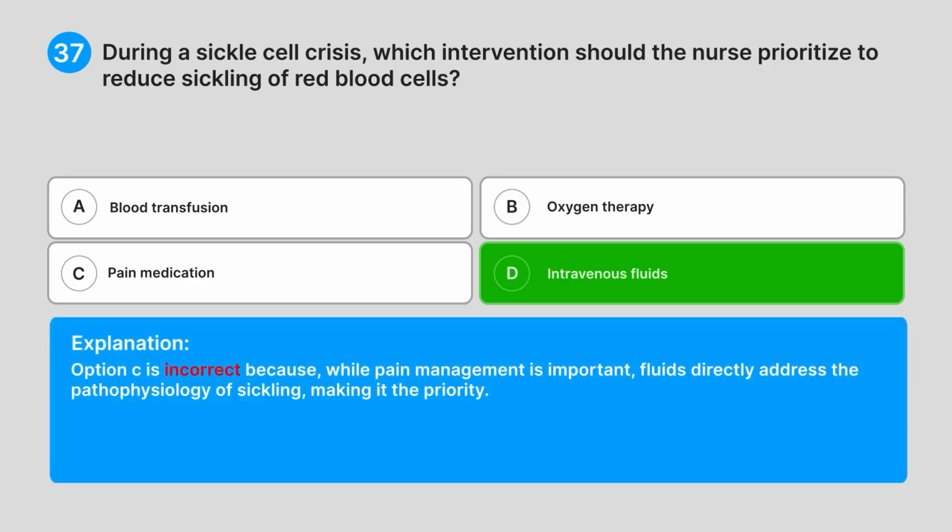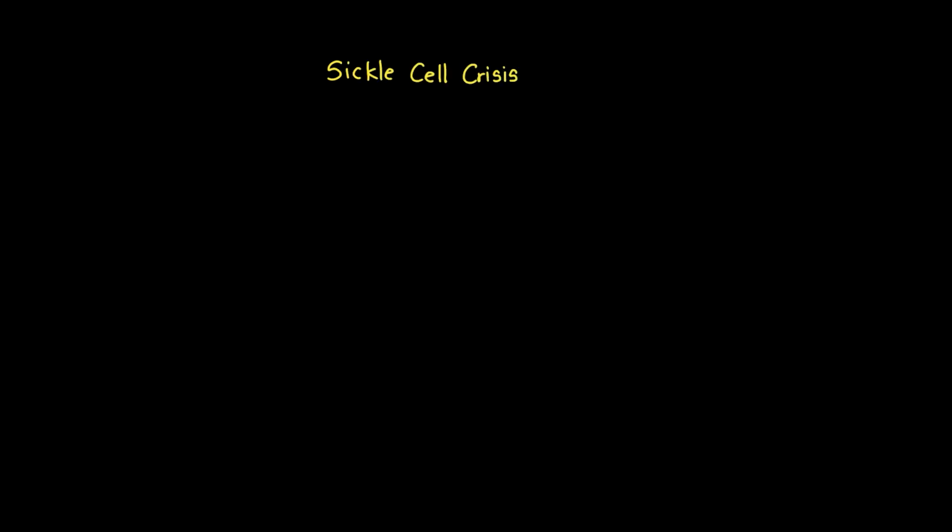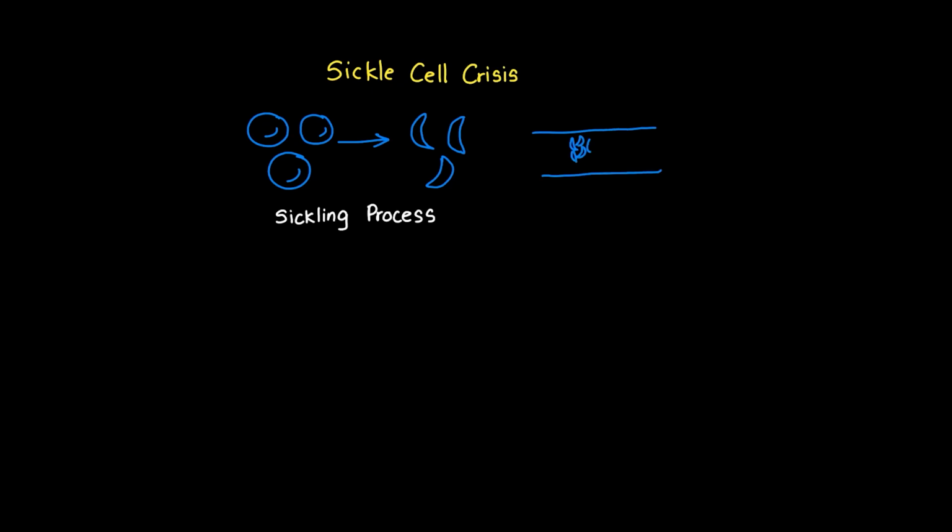Option C is incorrect because while pain management is important, fluids directly address the pathophysiology of sickling, making it the priority. Sickle cell crisis management prioritizes intravenous fluids to address the fundamental pathophysiology of sickling. In sickle cell disease, deoxygenated red blood cells change from round to crescent shapes. These sickled cells stick together, creating blockages in small blood vessels. Dehydration increases blood viscosity, making cells more likely to sickle and clump.